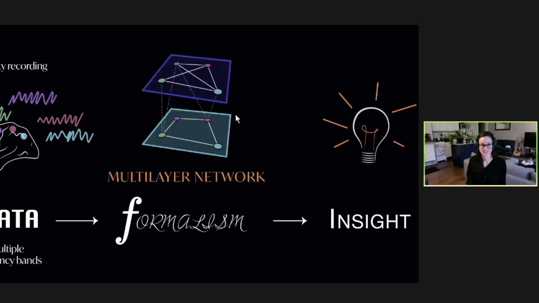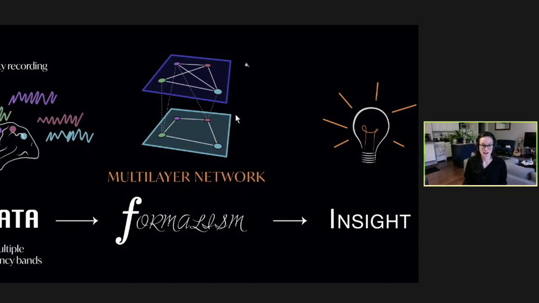What they need is a formalism called a multi-layer network. Those who study multi-layer networks often refer to just a single network as a simplex network. So we have a multi-layer network, which is where we have lots of these all connected. And then we have a simplex network, which is what we've been talking about most of today.